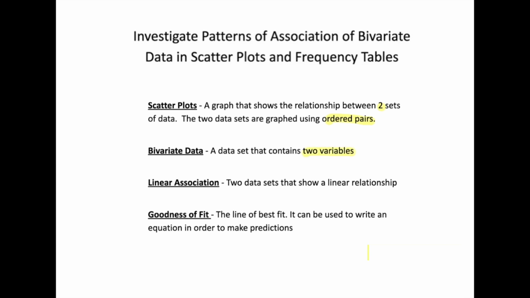When we graph bivariate data, we can see if we have linear association. This is if they show a linear relationship. And then finally, we can use something called goodness of fit. This is really the line of best fit. It can be used to write an equation in order to make predictions.